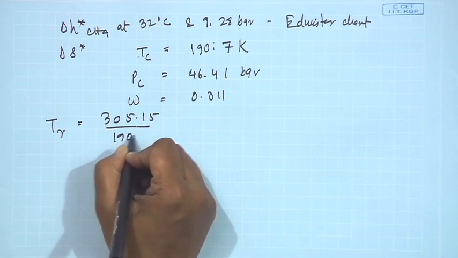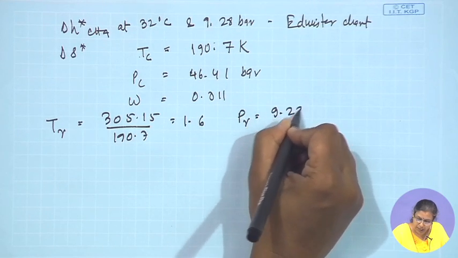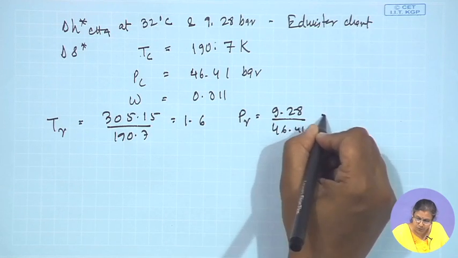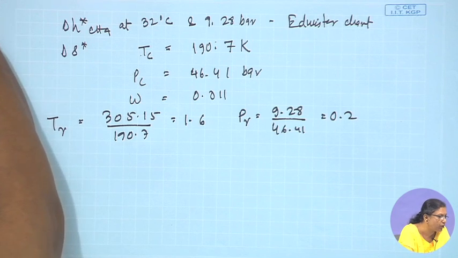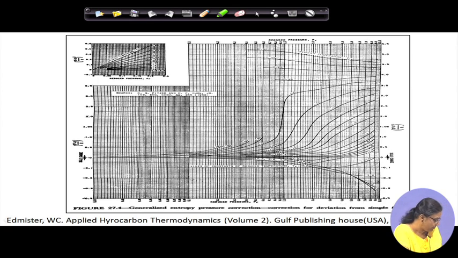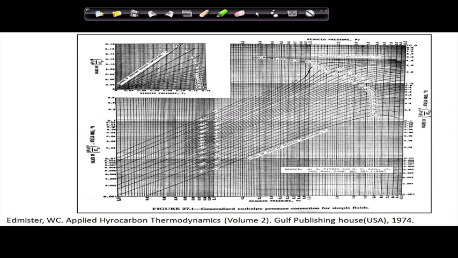So therefore Tr becomes 305.15 by 190.7, which is nothing but 1.6. In the same way you can find out Pr, it's going to be 9.28 by 46.41, which equals 0.2. So therefore you need to find the values at Pr equals 0.2 and Tr equals 1.6. Let us go to the enthalpy charts. For this particular situation, if you can locate your Pr equals 0.2, it's here somewhere, and Tr equals 1.6.